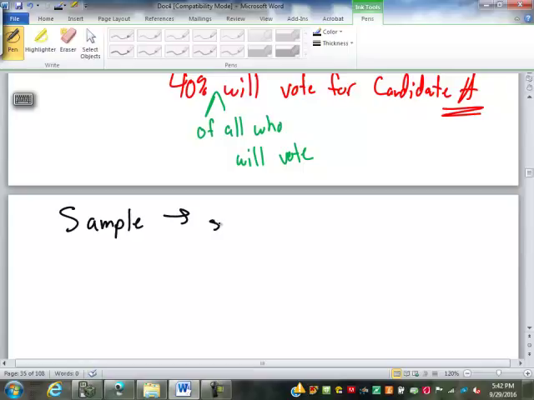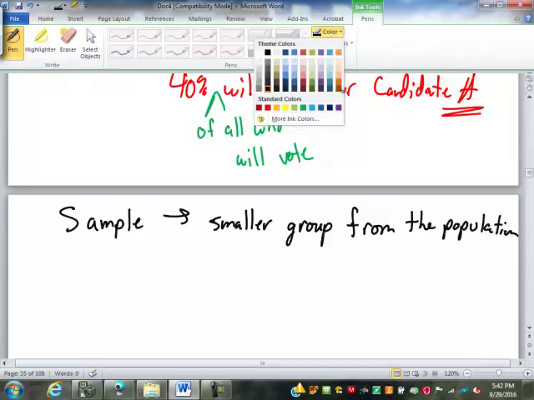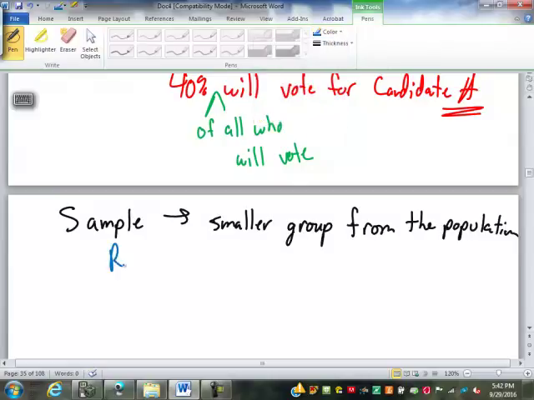A sample is a smaller group from the population, out of the population. Reasons why we choose a sample are numerous. One, size. Size can affect us in a couple of different ways. Time being the obvious one.